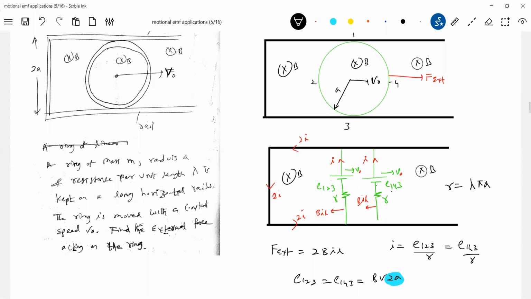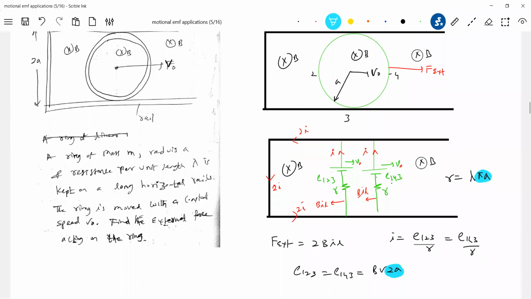What do you suggest? Or shall I go for 2A? For the resistance, you should not go for effective length, no? So therefore, now the required answer will be F external equal to 2 times B. What is I? I will be BV by 2A. And this length also here. Here also, I wrote L, no? It should be 2A, that one.